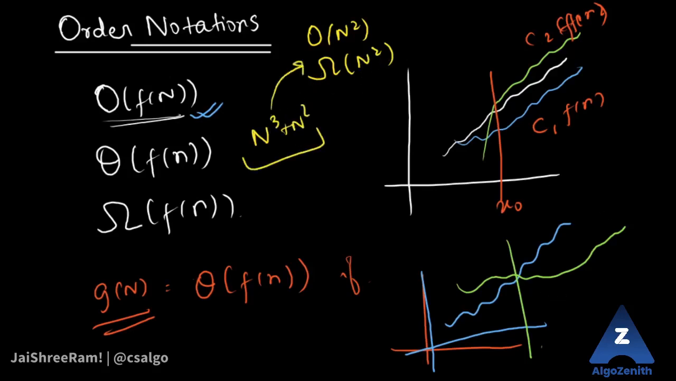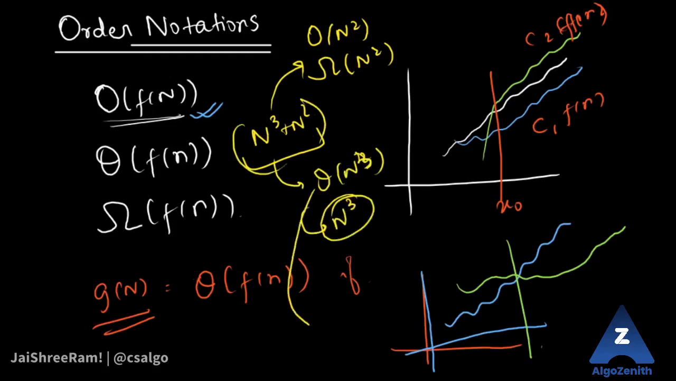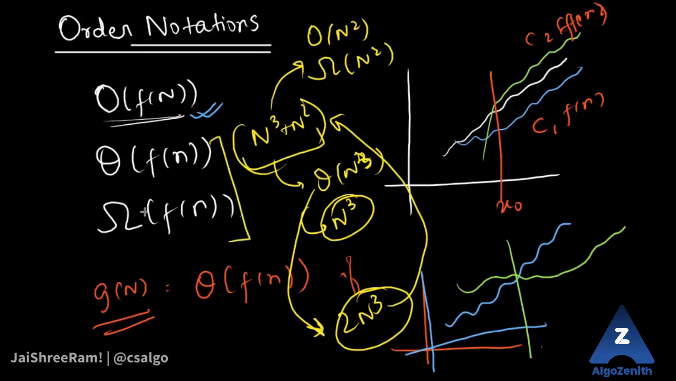So we can say this is omega of n squared, and this is theta of n cube, because if you take just n cube, this is always less than or equal to this function, right? And if you take 2n cube, beyond some point this will always be bigger than this, right? So this is called theta notation, right? So these are the other two notations that we have, the theta and omega notations.